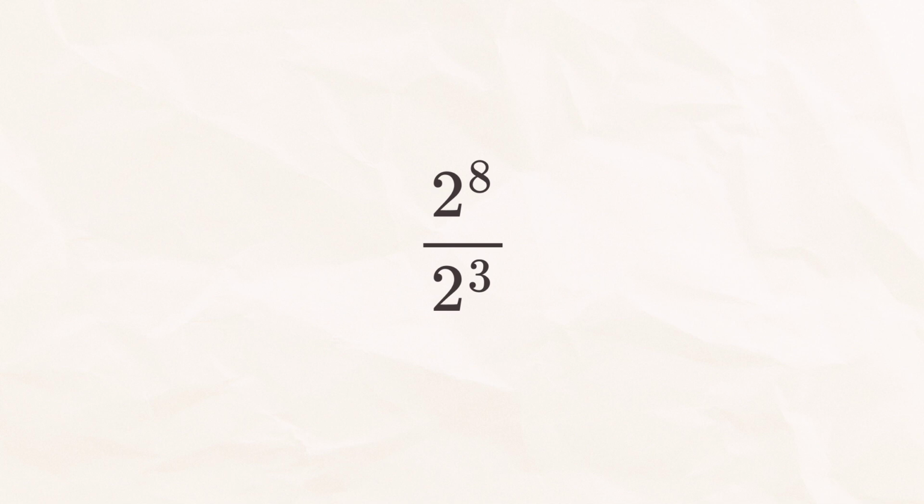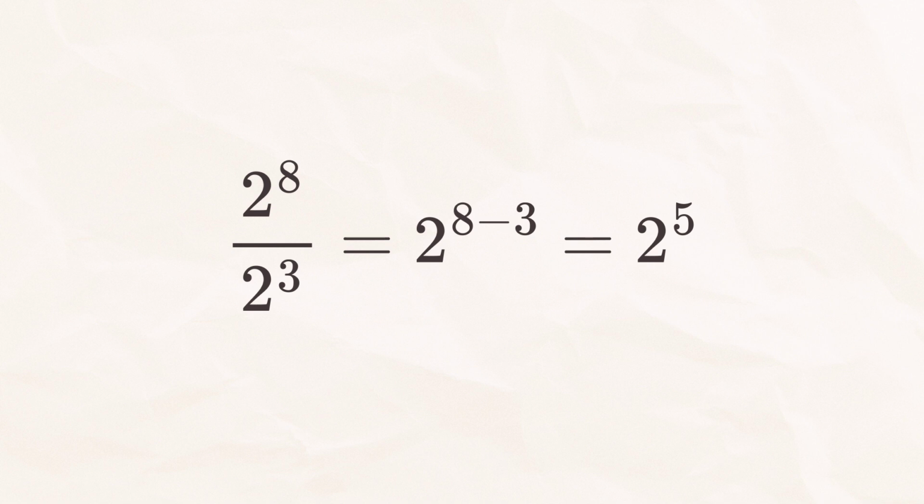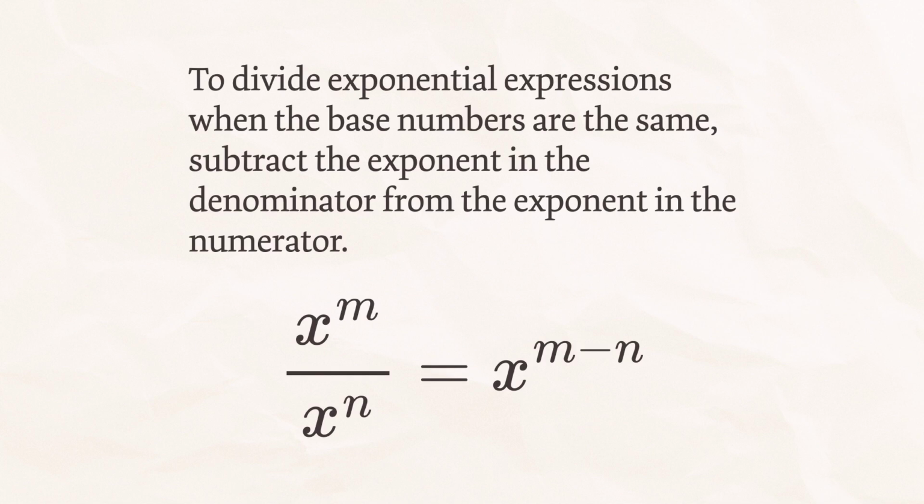But it's important which exponent gets subtracted and which exponent gets subtracted from. Specifically, you'll subtract the exponent in the denominator from the exponent in the numerator. Isn't that great? To divide exponential expressions when the base numbers are the same, subtract the exponent in the denominator from the exponent in the numerator.